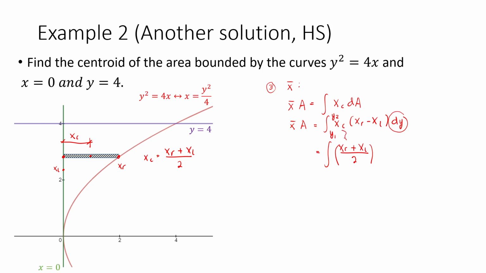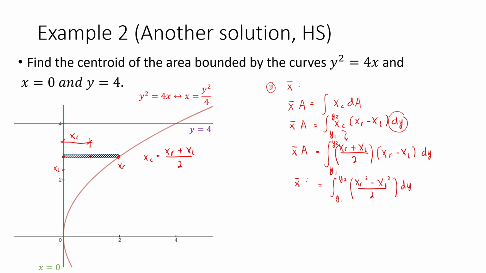So this becomes x right plus x left all over 2. So again, this is coming from x sub c. And then x right minus x left, dy from y1 to y2. So again, you can further simplify this one by multiplying the numerators, you're going to have x right squared minus x left squared all over 2, dy.